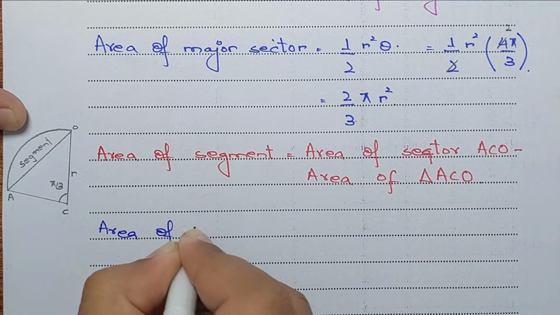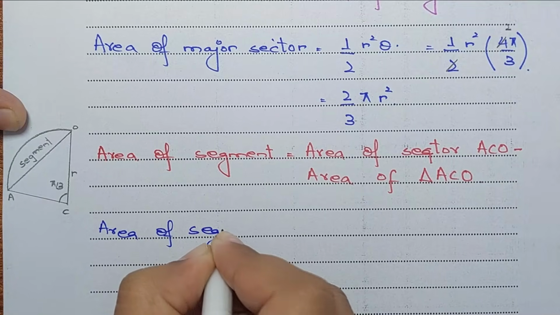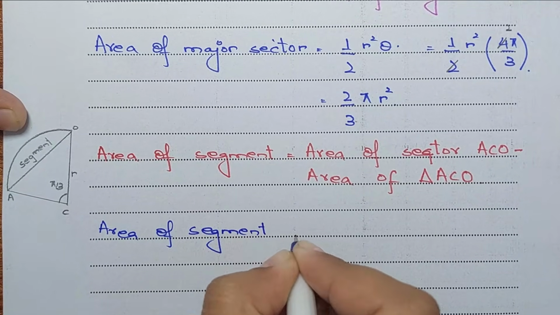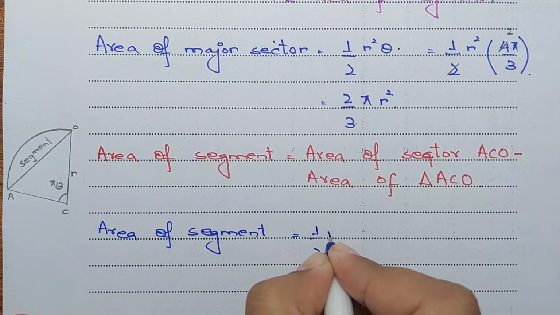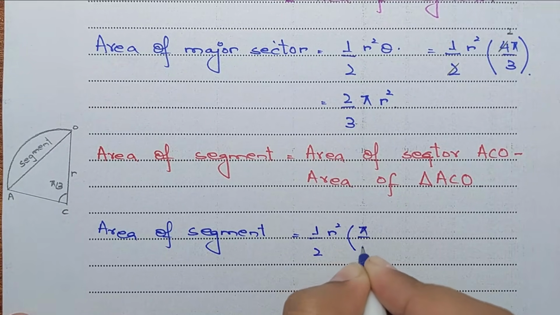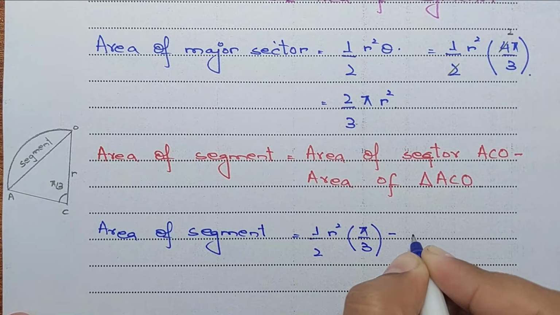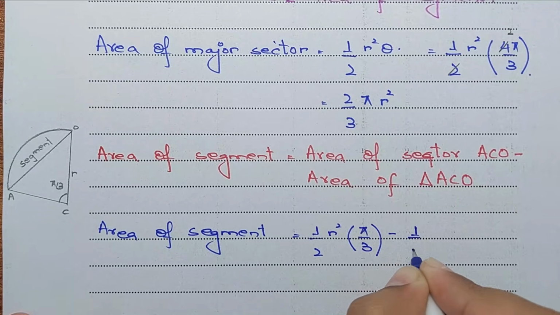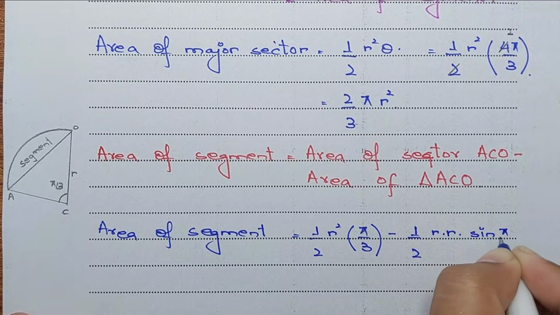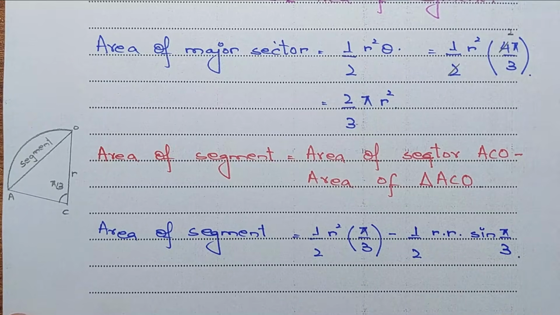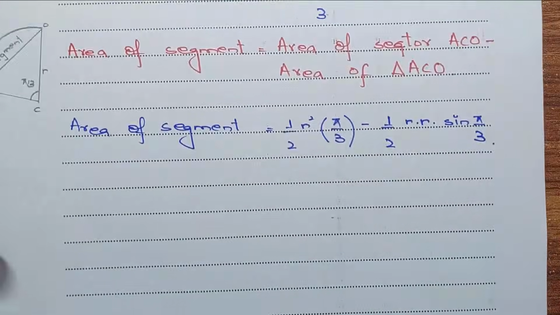Area of segment: area of the whole sector is half radius squared, and theta is pi by 3, minus area of a triangle, which is half, the two sides are r into r, and sine of pi by 3. Right, area of a triangle is half ab sine C, right? I hope this is clear now.